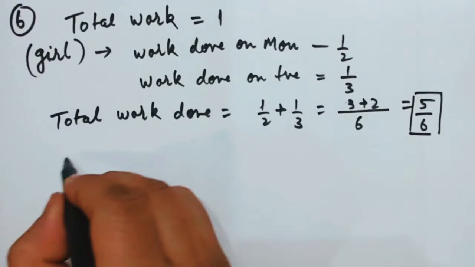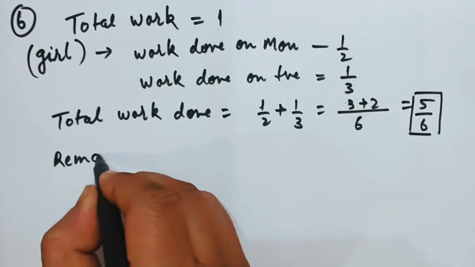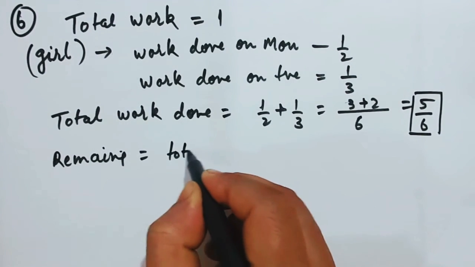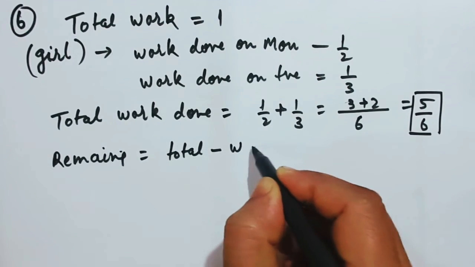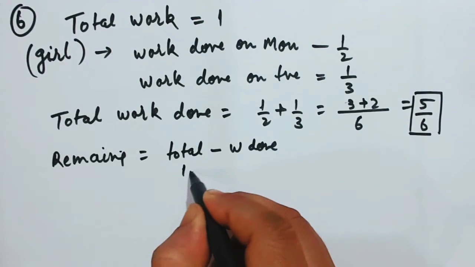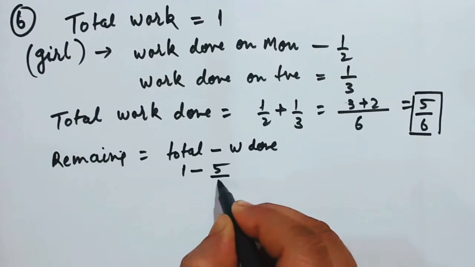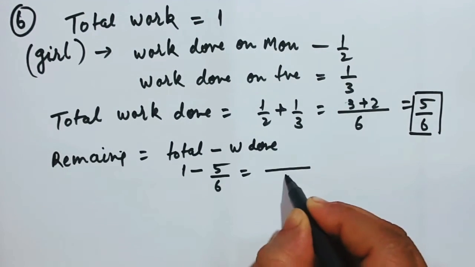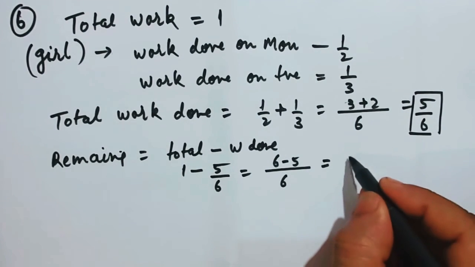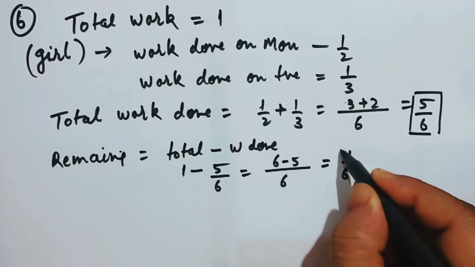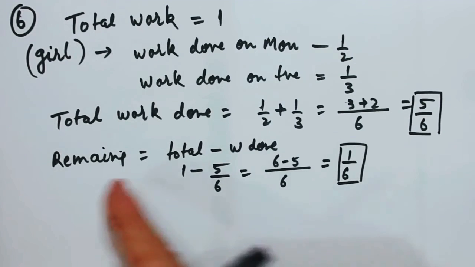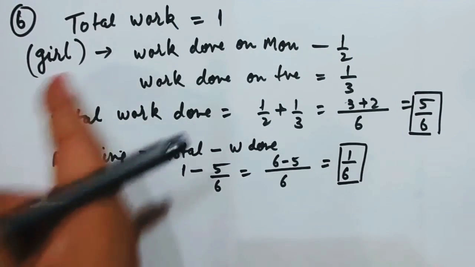So what is the remaining work? Remaining will be equal to total minus work done. So total was how much? Total work was 1. So 1 minus 5 by 6 is equal to, see here, 6 minus 5 is equal to 1 by 6. So 1 by 6 is the remaining work, the remaining work which she will have to do.